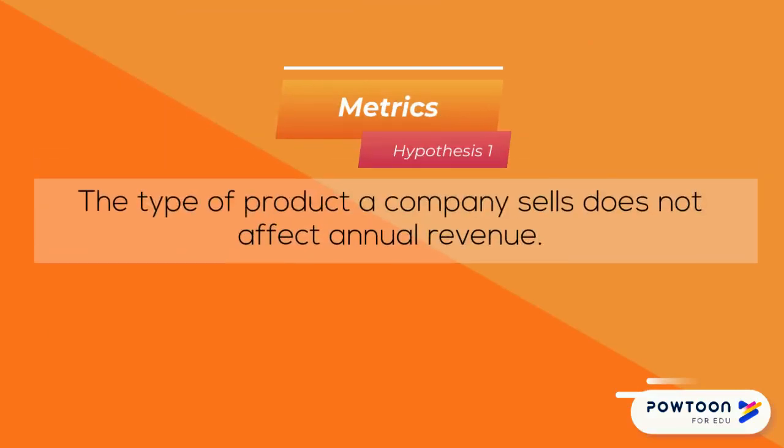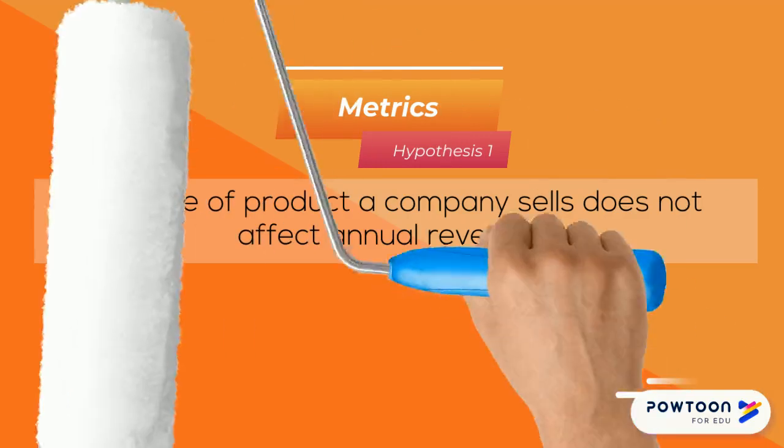The first null hypothesis that we will be testing is the type of product a company sells does not affect their revenue. When analyzing the US market, one of the most important areas to first focus on is determining which products and services are generating the most revenue. This gives us a good idea of what product categories are working and what ones to avoid when expanding internationally.